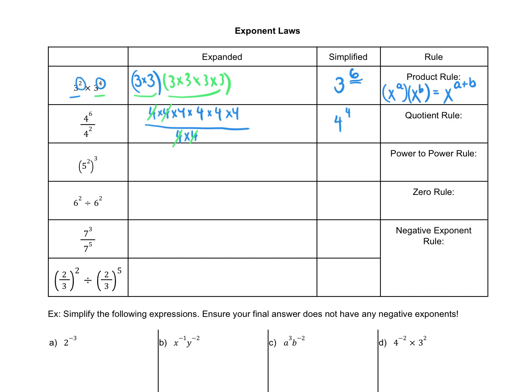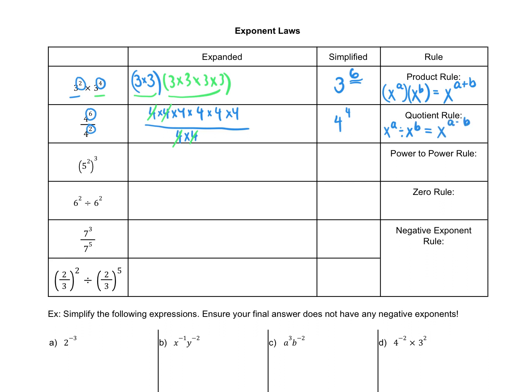Now, how could we have gotten here just from the exponents? The exponents were 6 and 2. Well, 6 minus 2 gives us 4, and that's because 2 pairs canceled out. So our quotient rule states, if you have the same base, let's call it x, and you have x to the power of a divided by x to the power of b, that can simplify to x to the power of a minus b.